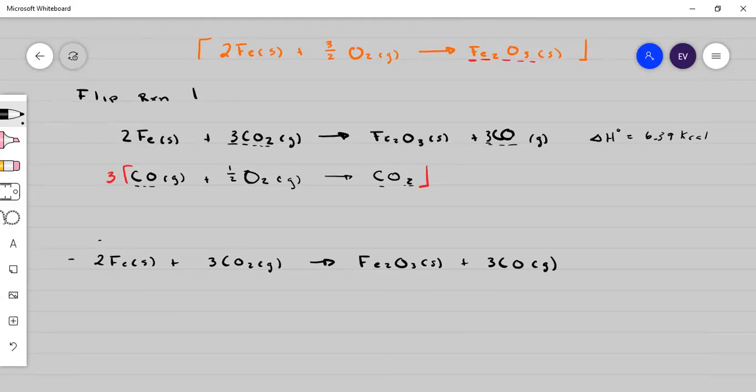Okay, and now this one's going to change. So now I'm going to end up with 3 moles of CO gas plus 3/2 of O2 gas to produce 3 moles of CO2 gas. Okay, now that does a couple of things, right? So first and foremost, we already said that this sign is going to be opposite, so 6.39 kilocalories.